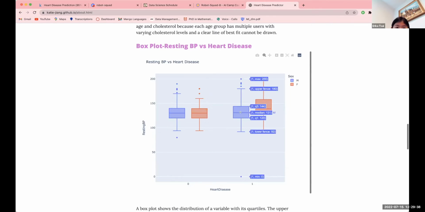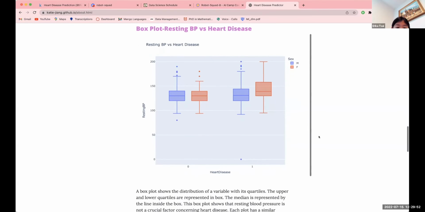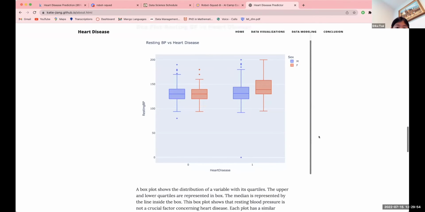As you can see, males and females that don't have heart disease and males that do have heart disease have a similar median around 130. However, females that do have heart disease have a higher median of 139. This box plot shows that resting blood pressure is not a crucial factor concerning heart disease. Each plot has a similar median, so it's hard to differentiate whether or not blood pressure will affect if a person will get heart disease.